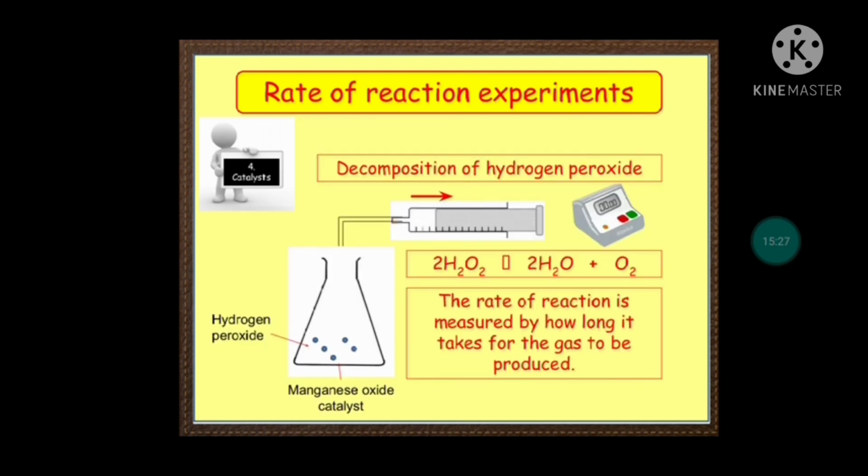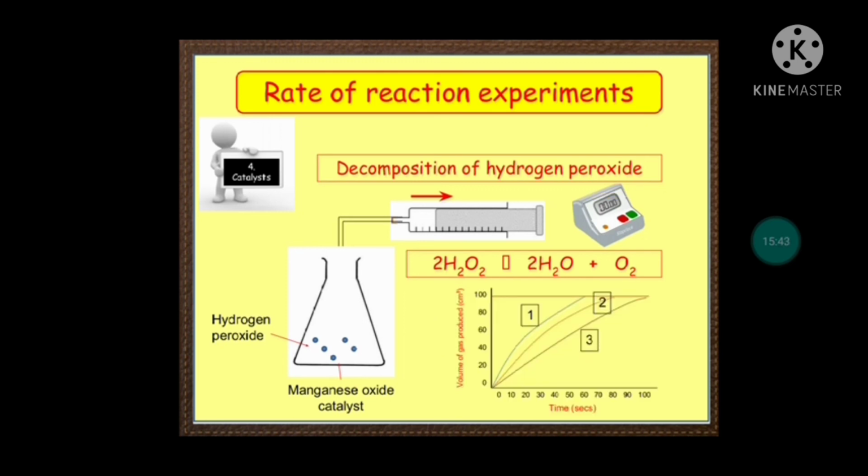Yeah, and the fourth factor we have is a catalyst. So this is the decomposition of hydrogen peroxide, that is H2O2, forming water and oxygen. The rate of reaction is measured by how long it takes for the gas to be produced. So let us see here. For example, a better catalyst will give you a quicker reaction, as shown by the steeper graph.